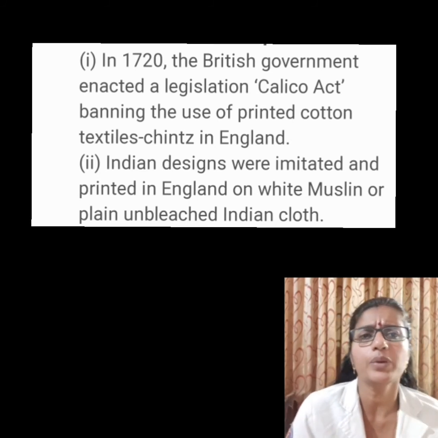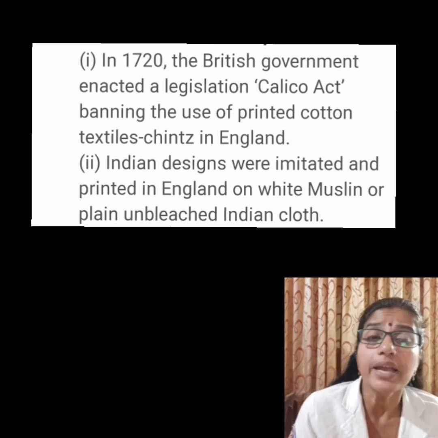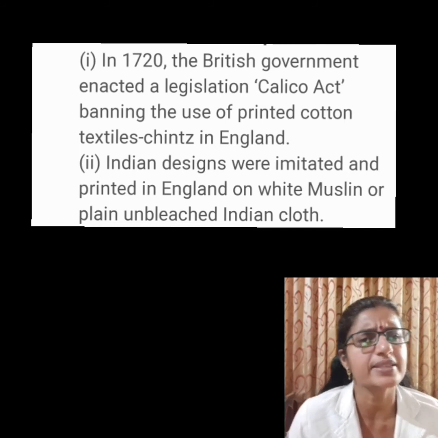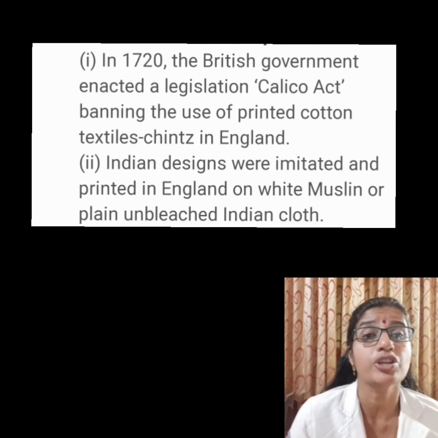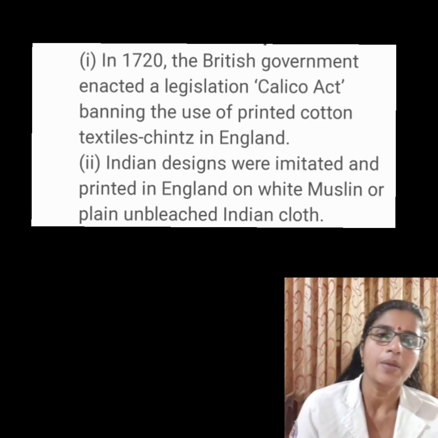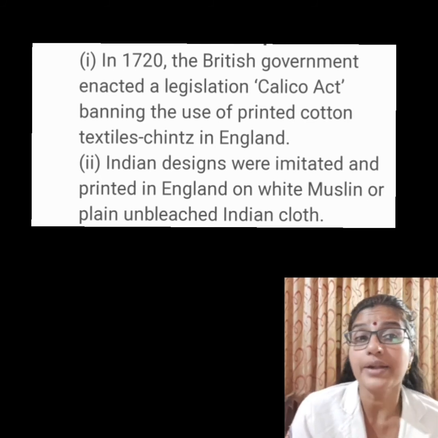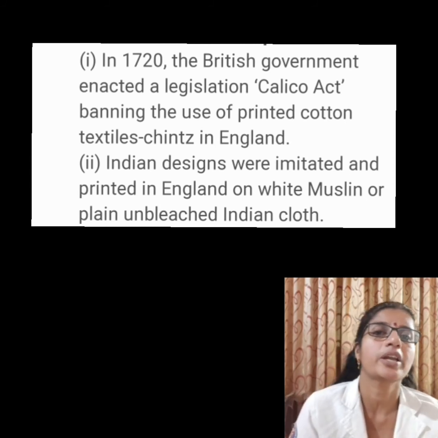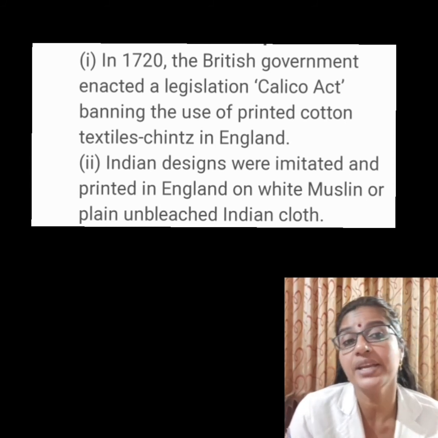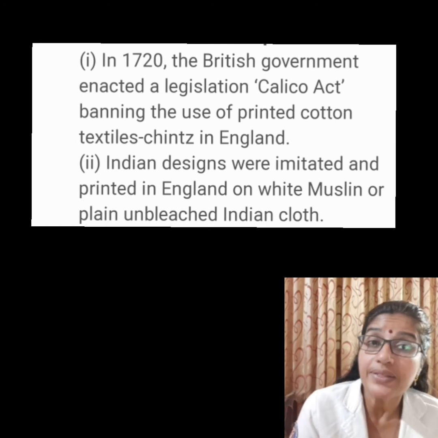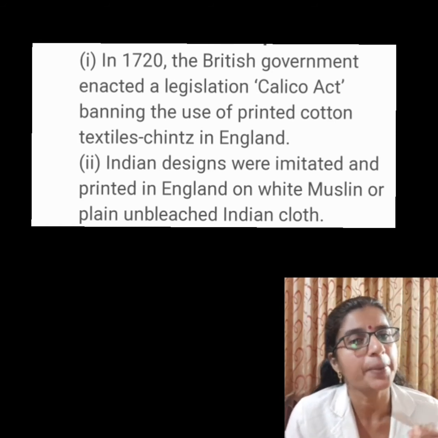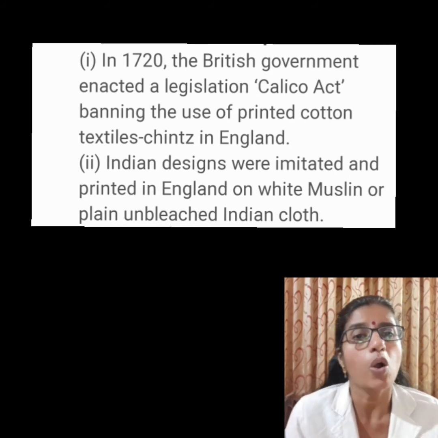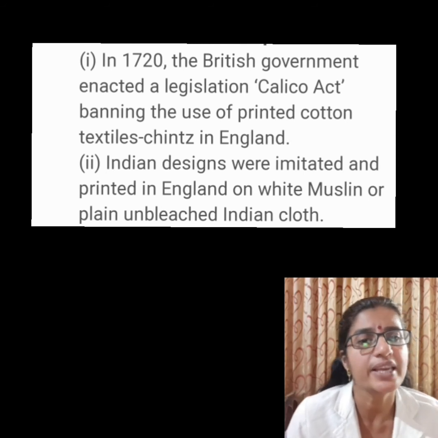Unable to compete with Indian textiles, English producers wanted a secure market within the country by preventing the entry of Indian textiles. The first to grow under government protection was the calico printing industry. Indian designs were now imitated and printed in England on white muslin or plain unbleached Indian cloth.